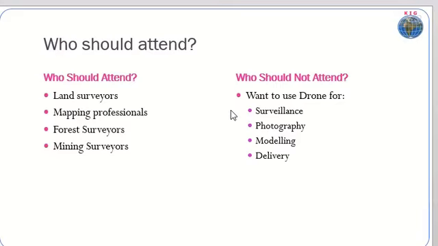And who should not attend these courses? Those who want to do surveillance, photography or modeling, or tasks like pizza delivery by drones. This course is not designed for them. Let me explain all these aerial surveying courses with Khagolam.